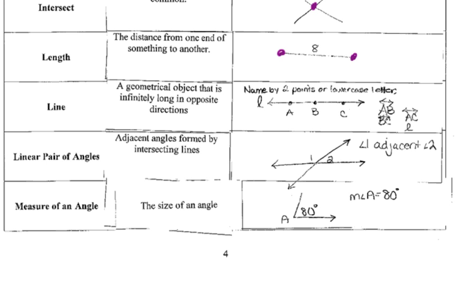A line is a geometrical object that is infinitely long in opposite directions. I'm going to focus a little bit on how we name a line. You can name a line by using any 2 points on that line. So for instance, line AB, line AC, and line BC all name the same line.